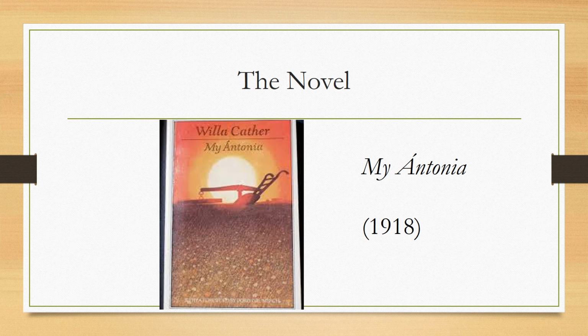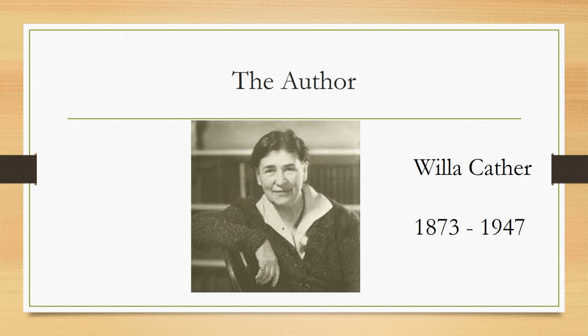First of all, the novel I have chosen is an American novel called My Ántonia, written by a woman called Willa Cather and published in 1918. Willa Cather was born in Virginia in 1873 and died in New York in 1947. She wrote many novels, but two of her most famous ones are O Pioneers and this one, My Ántonia, both of which deal with the lives of pioneer farmers on the prairie lands of Nebraska in the late 19th century.